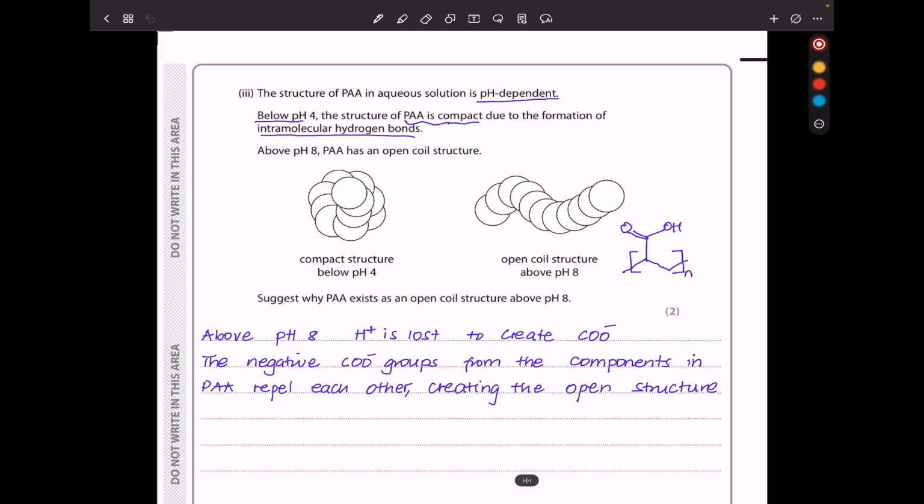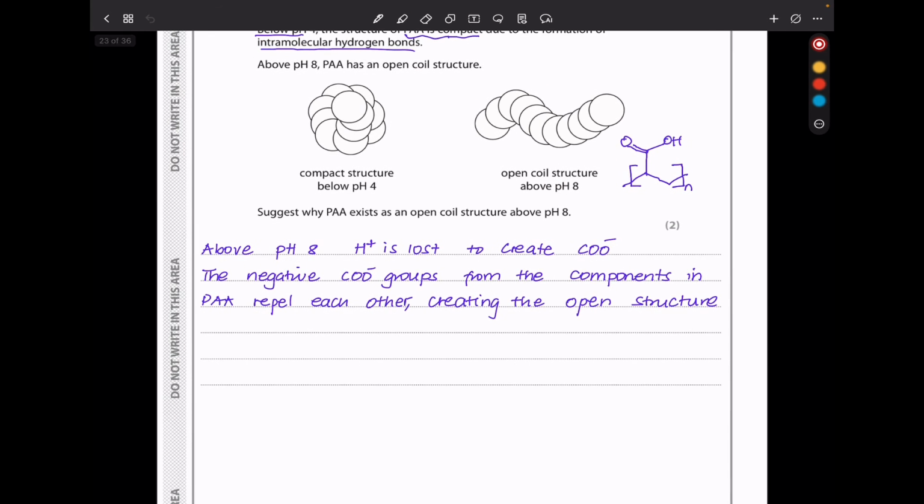Next, the structure of PAA in aqueous solution is pH dependent. Below pH 4, the structure of PAA is compact due to the formation of intramolecular hydrogen bonds. We can see it here. Above pH 8, PAA has an open coil structure, which we can see here. This suggests why PAA exists as an open coil structure above pH 8.